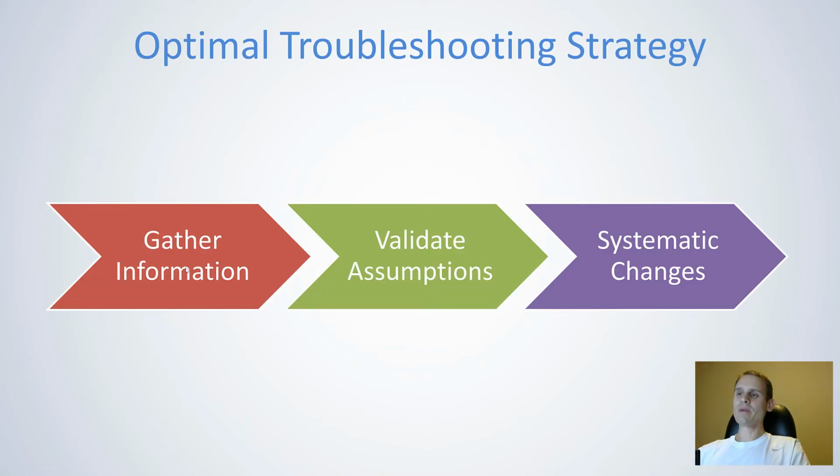There are three fundamental pieces of an optimal troubleshooting strategy. The first is to gather information. You have to have information at your fingertips in order to make decisions on where to go next or how to assess the situation and to get a perspective on what the probabilities are for different possible causes for a problem. Another piece that is fundamental is to validate assumptions.